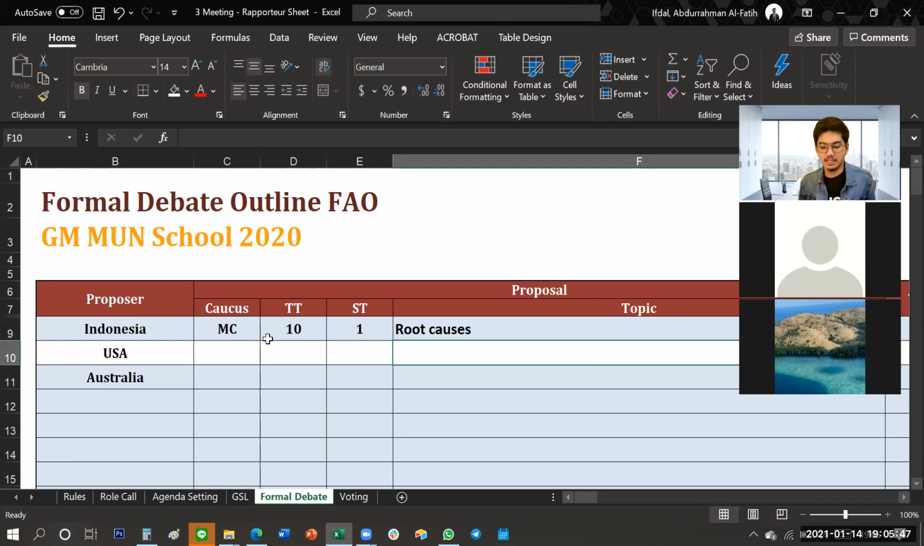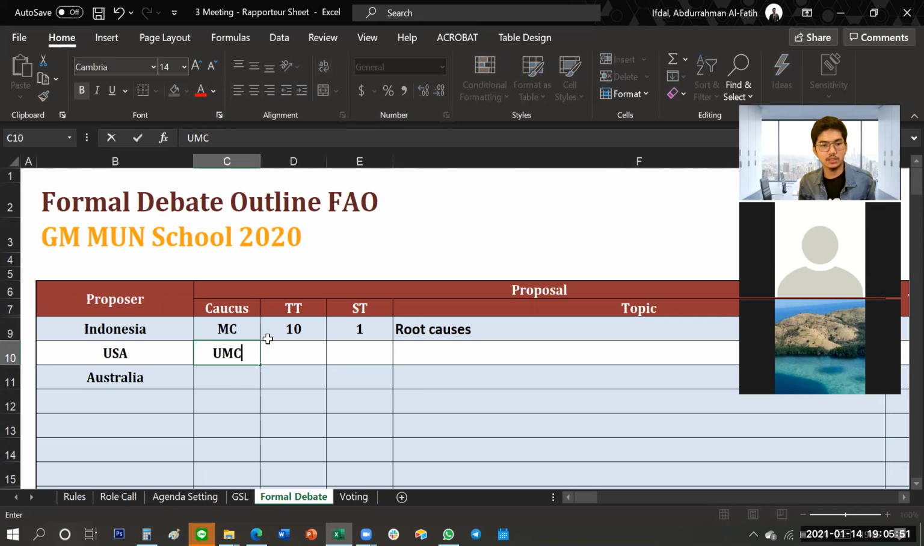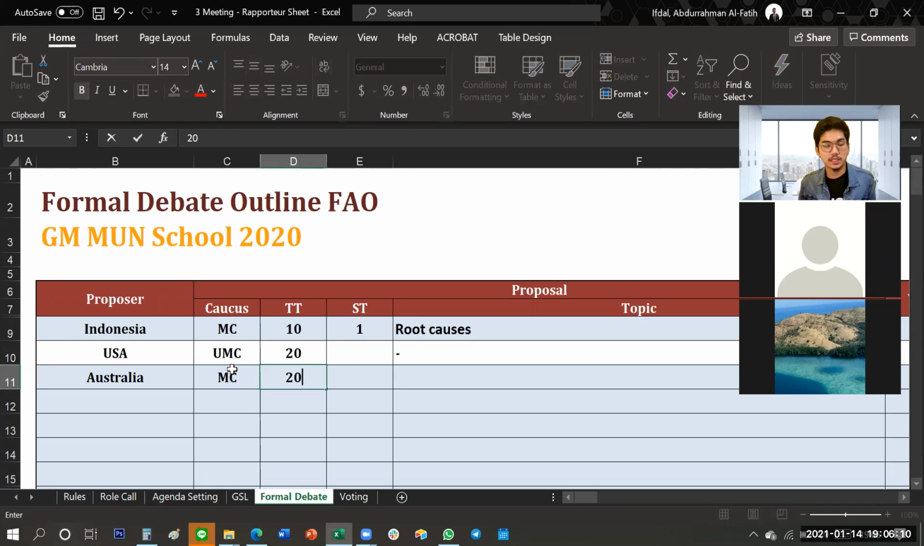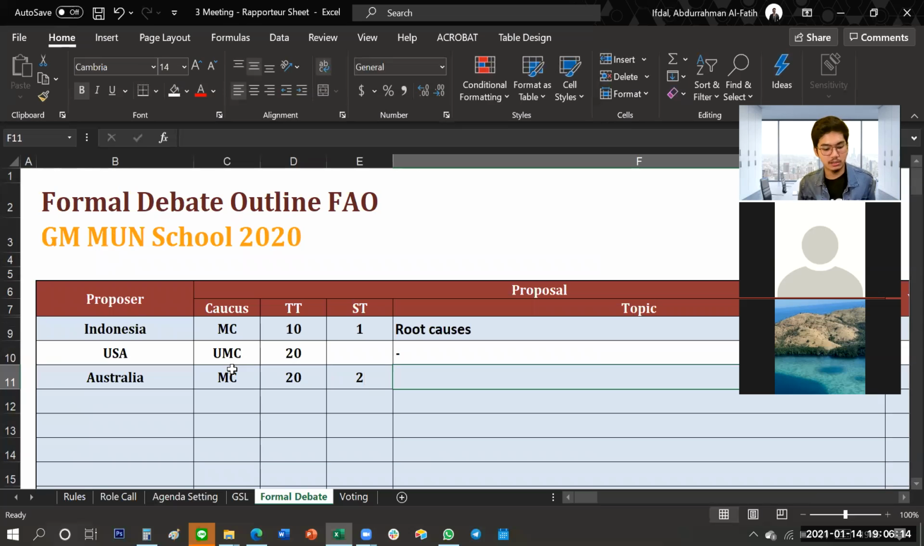Okay. And then USA proposes an unmoderated caucus for 20 minutes to talk about, well, unmoderated caucus can talk about anything. So sometimes the chair will not ask you about which topic to talk about. So sometimes there will be no topic. Australia proposes a moderated caucus for 20 minutes total speaking time with 2 minutes speaking time each to talk about the stance of each country.